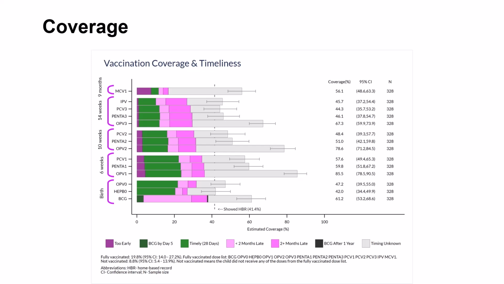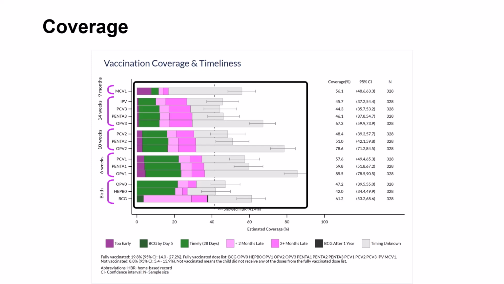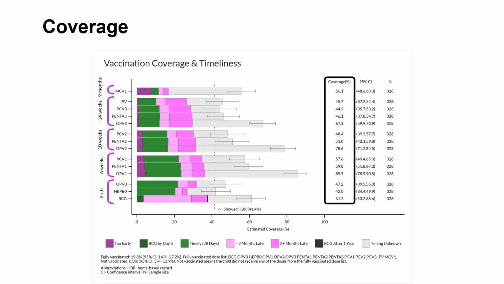As discussed earlier, vaccination coverage refers to the percentage of children who received a particular vaccine dose. In a VCTC, coverage information for a given dose is shown in 2 ways: visually by the length of the bar corresponding to that dose, as well as numerically by the corresponding percentage in the column labeled coverage.